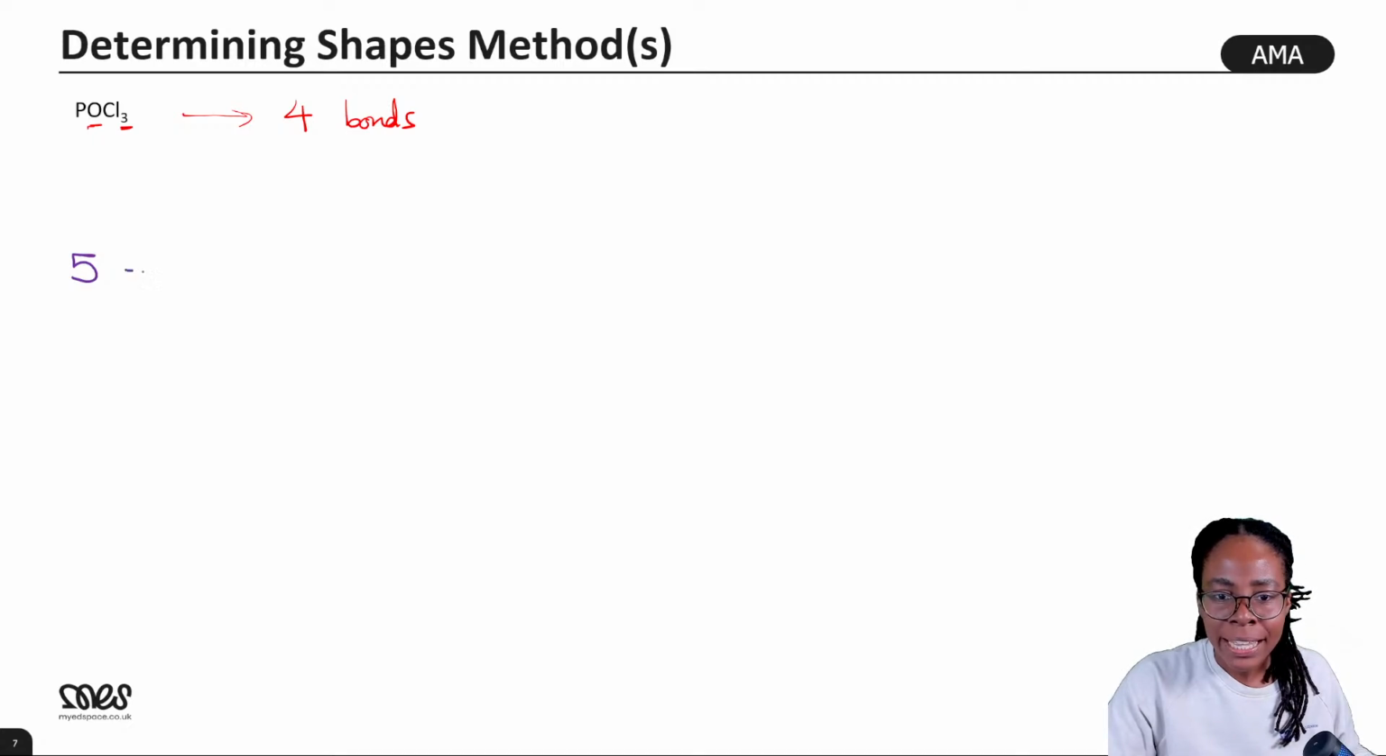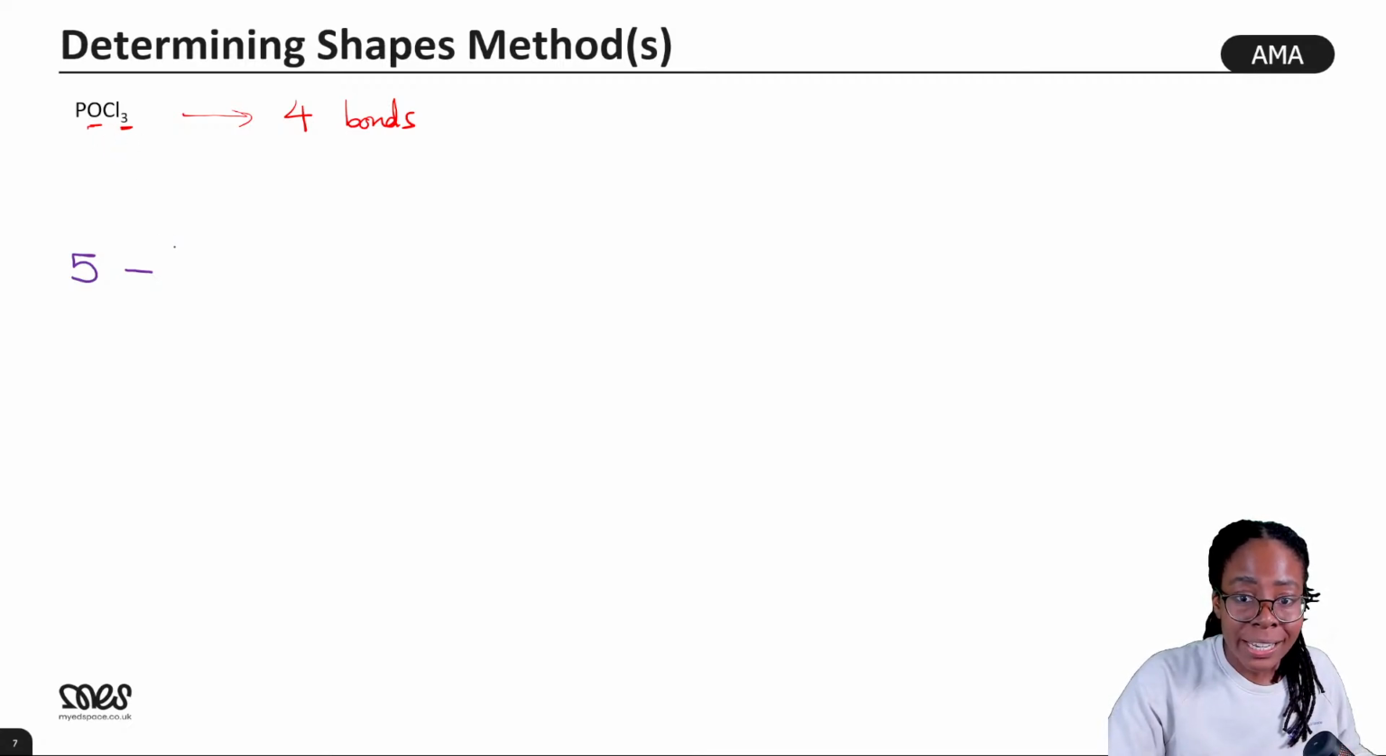Okay, you scared me. Then we're going to subtract the bonds that are being made to the phosphorus. Now we've got 2 different elements here, so we need to consider them separately. The oxygen is in group 6, so that's going to be 2. So 1 times 2 for how many electrons the oxygen needs. And then the chlorine is in group 7, so only needs 1. So 3 times 1 for the chlorine. What do we end up with?